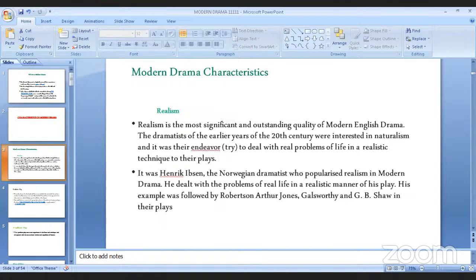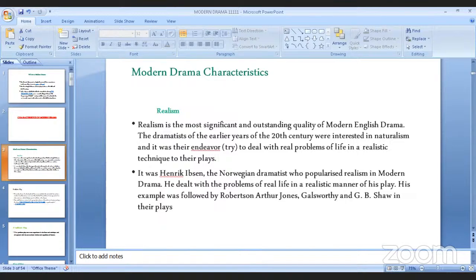Now, the dramatists of the earlier years of the 20th century were interested in naturalism, and it was their attempt to argue real problems of life in a realistic technique in their plays. Now, it was Henrik Ibsen, the Norwegian dramatist, who popularized realism in modern drama. He dealt with the problems of real life in a realistic manner in his plays.